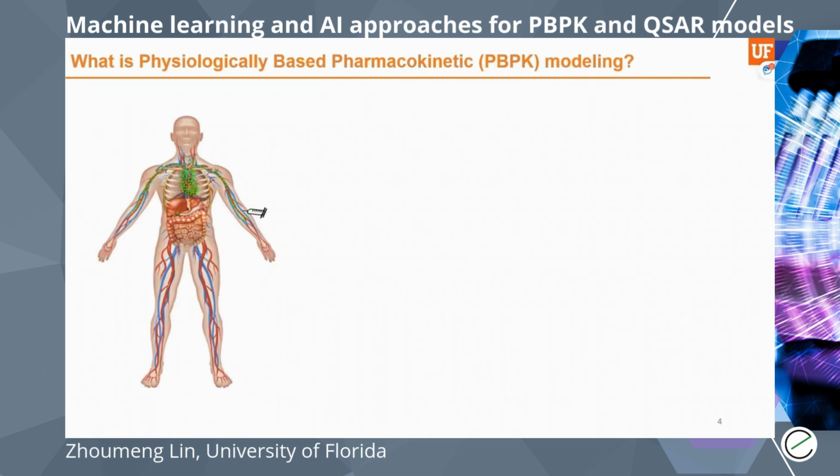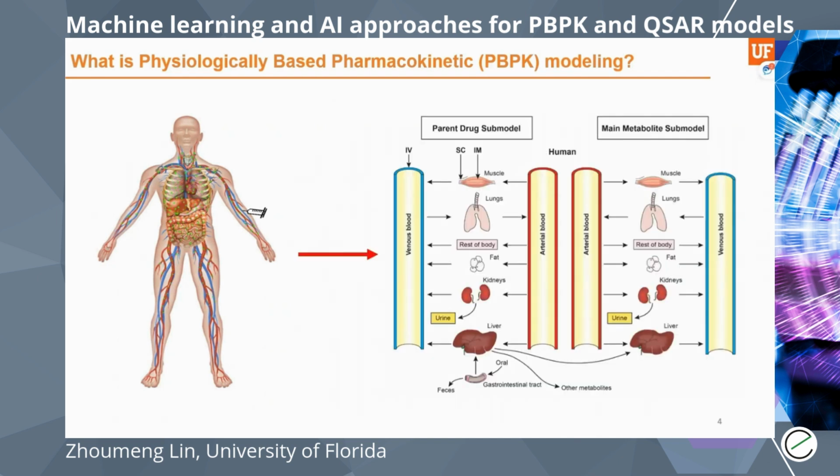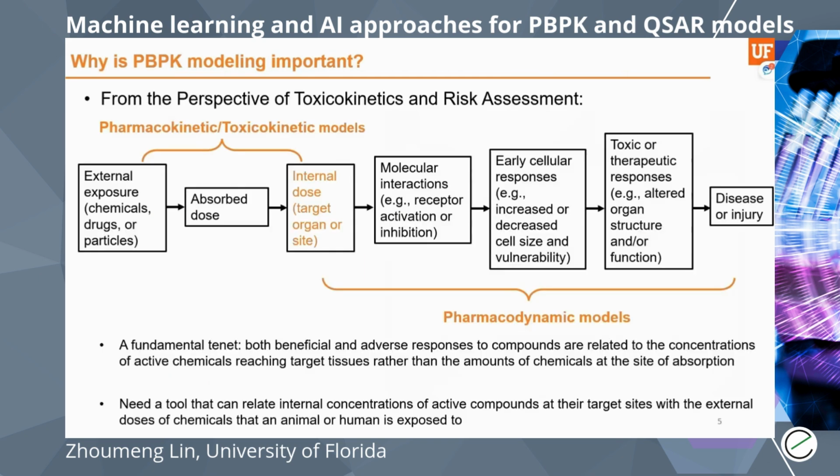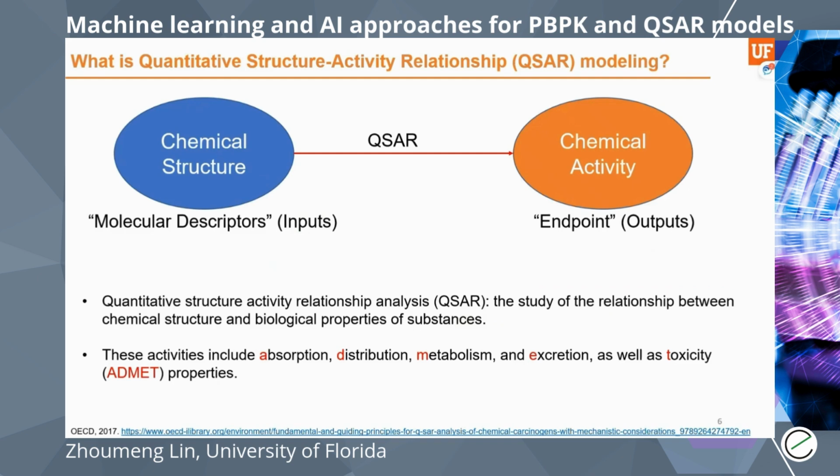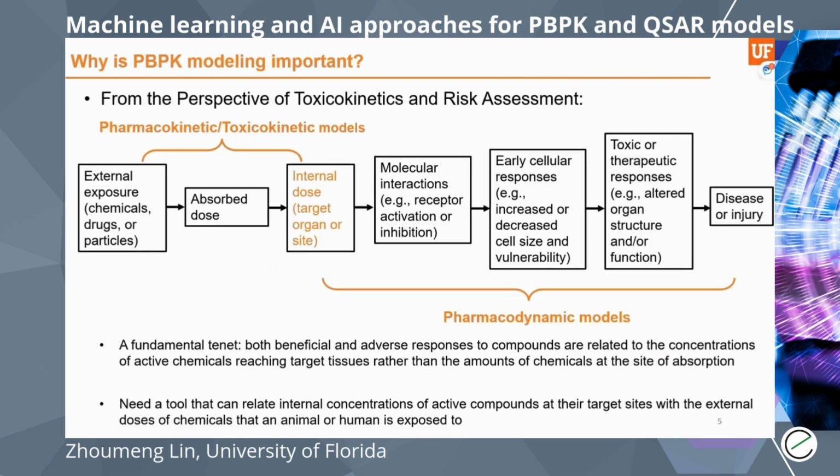A PBPK model is a computational simulation process that describes the absorption, distribution, metabolism, and excretion of chemicals and nanoparticles in the body, based on the interrelationship among the key physiological, biochemical, and physicochemical properties using mathematical equations. PBPK models are very important from the perspective of risk assessment because they can predict the target organ exposure based on environmental or occupational exposures.